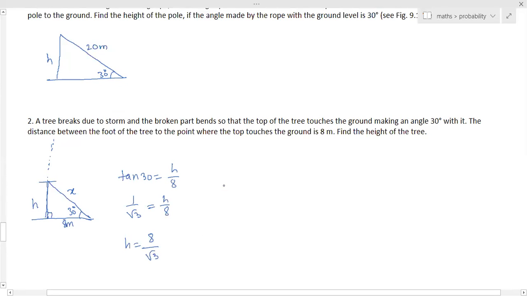And then for the second one, cos 60 is needed. Cos 60 is equal to 8 by x. So root 3 by 2 is equal to 8 by x. So x is equal to 16 by root 3. Ma'am, is the answer 4.71? No.